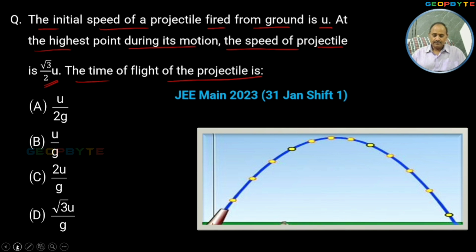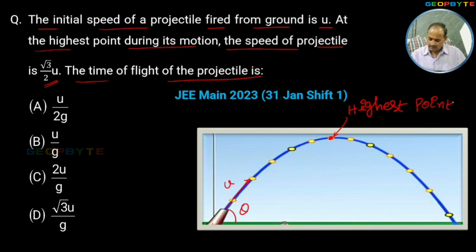A projectile is fired from the ground at an angle, let it be theta, with initial velocity u. This is the highest point. Let me write it clearly. That is the highest point. At that highest point, the velocity is given as root 3 by 2 into u.